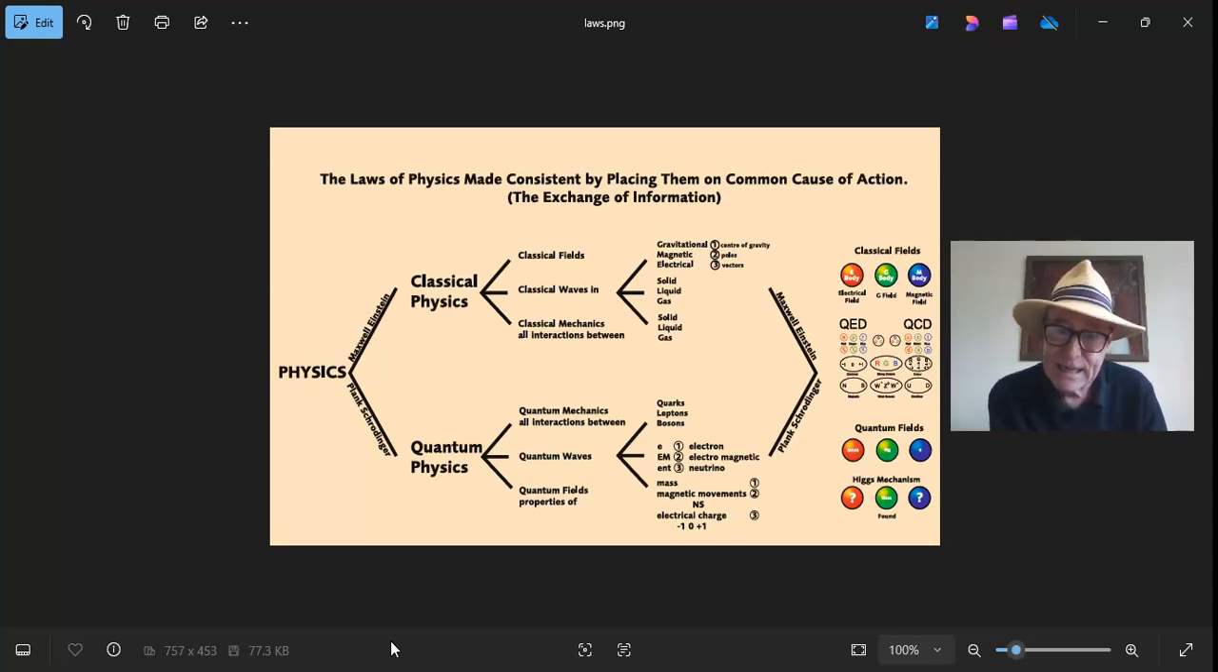Quantum mechanics, bits against bits. Any interaction between quarks, leptons and bosons. So we can unify Maxwell and Einstein, Planck and Schrödinger, and then put them all together. My new standard model, which shows particle physics and general relativity in the same pattern.